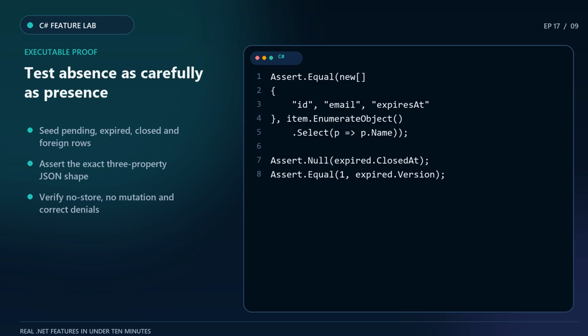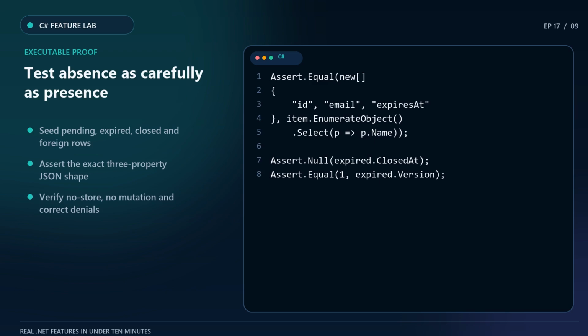Every JSON object must contain exactly ID, email, and expiresAt. The body must not contain the issued code, its hash, tenant ID, issuer, accepted fields, closed time or version. Cache-Control must be no-store, and deterministic order is asserted. Database assertions prove the expired row remains open and every lifecycle version stays unchanged.